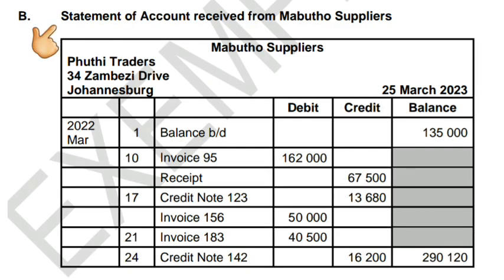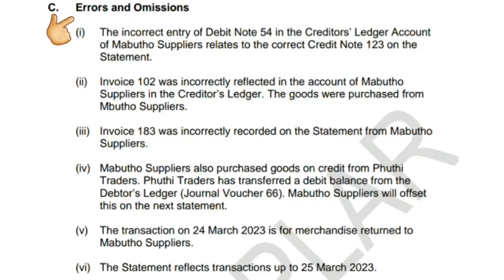Similarly, in information B, I now have a statement of account that is coming from Mabuto Suppliers. This is that statement I'm saying I cannot fix. But what I can do, if there's an error, is prepare a creditors reconciliation statement. So let's look at some errors and omissions to help us adjust that balance in the creditors ledger, as well as the balance of the statement of account, which will automatically be my reconciliation.